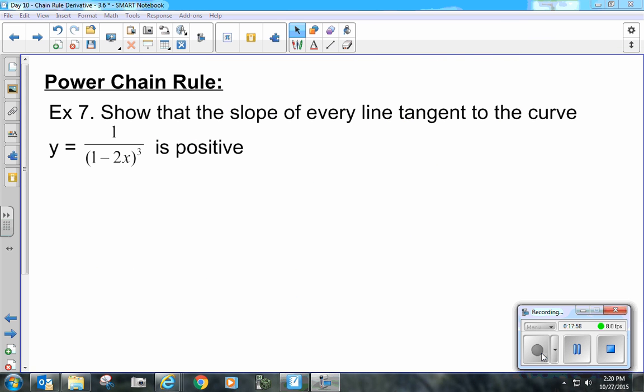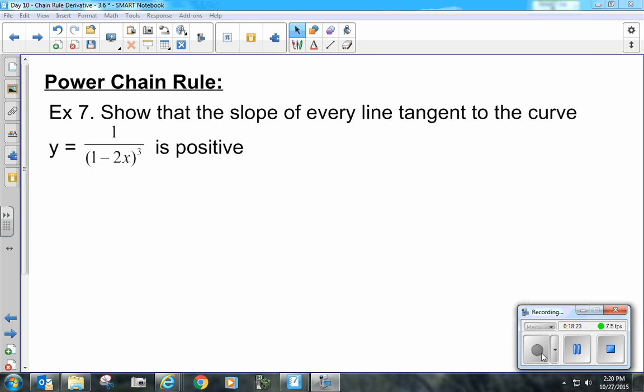All right, the last one, example 7. Show that the slope of every line tangent to the curve y equals 1 over the quantity 1 minus 2x cubed is positive. Okay, it's positive. I'm going to show you guys something that will probably help you guys out a little bit here. All right? Yes, it will.